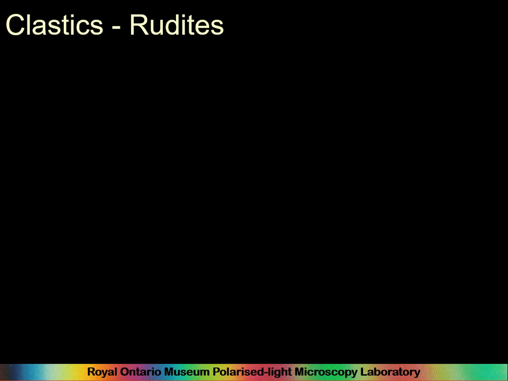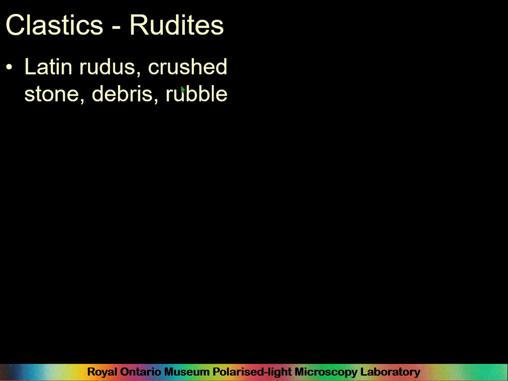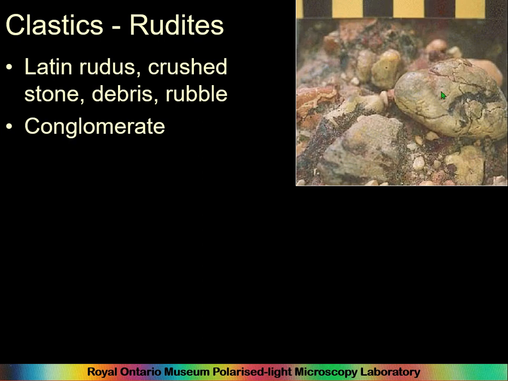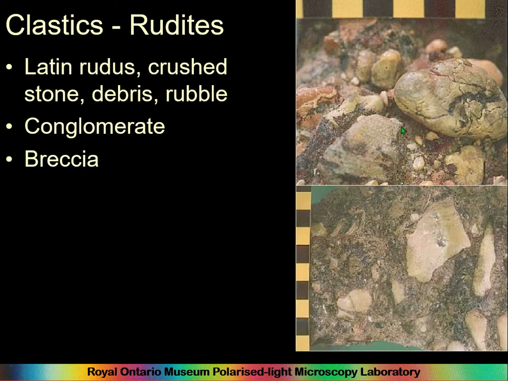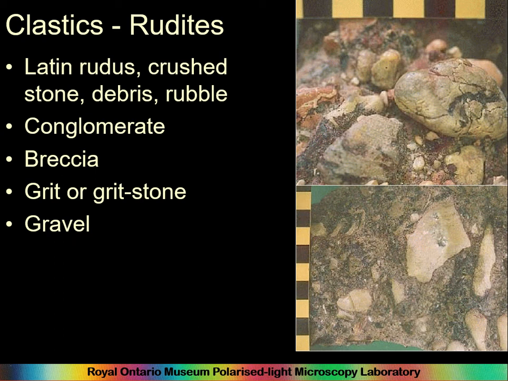So rudites, from the Latin rudus, meaning broken up stone. And so this includes conglomerate, which is a rock made of big cobbles like this. You can see it's all indurated together. It's all stuck together. Breccia, which is made up of angular rocks in a matrix. It's a rock made up of angular fragments. Grit or gritstone is like a sandstone, only very, very coarse. And gravel. Gravel is not indurated. It hasn't become a rock.